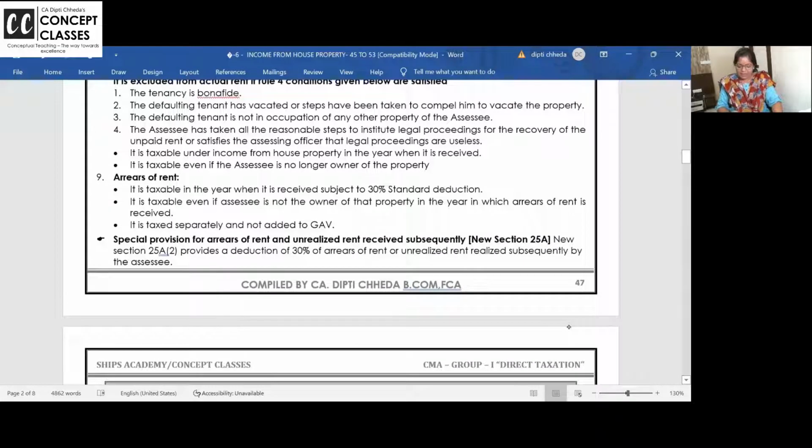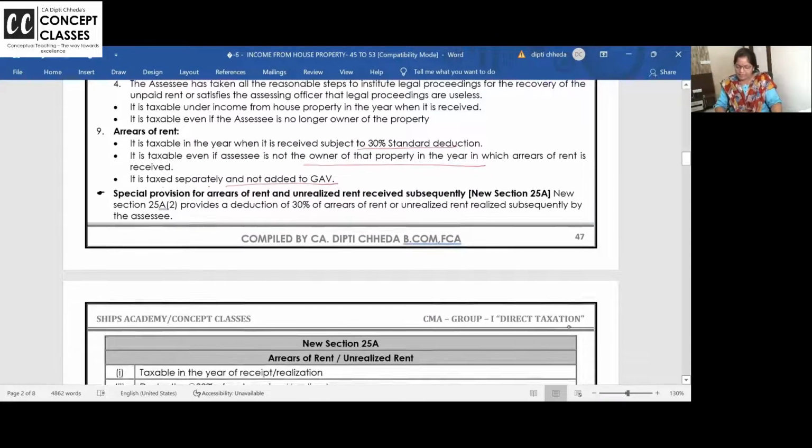Right. Arrears of rent we have done, it is taxable separately, 30% standard deduction, even if he is not the owner. When you receive arrears, that time, purana wala, hamare zamane wala arrears, if you receive now, and now you are not the owner of the property, still it will be taxable under income from house property. It is taxed separately and don't add it in the GAV and NAV. Suppose you have 3 houses, dear student, H1, H2, H3, compute the income and then separately tax it. Okay? Right.